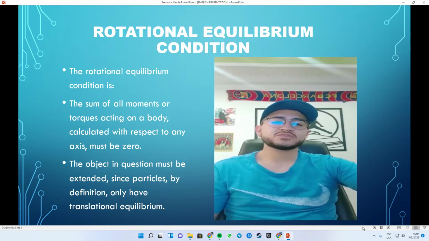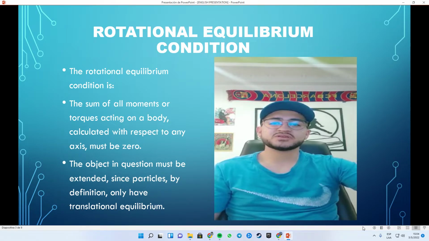Since not all forces cause the appearance of torques, this appears when the forces do not all act along the same line of action.